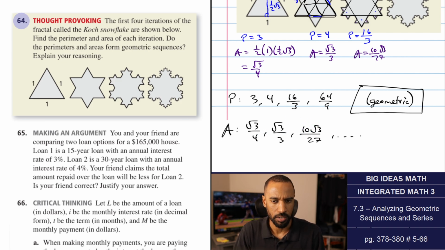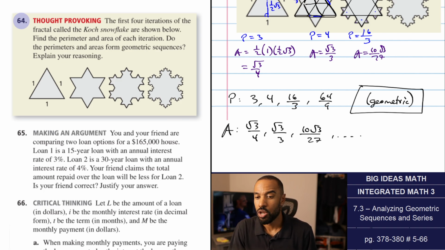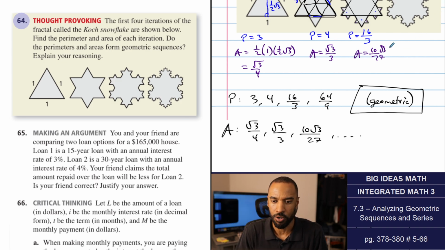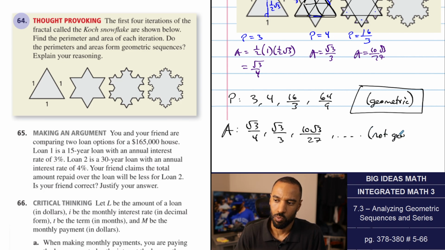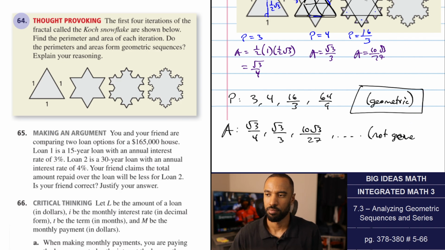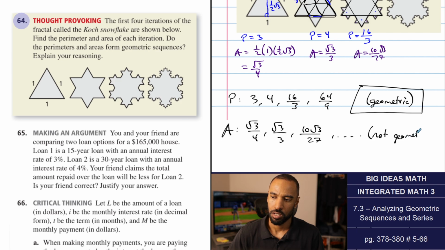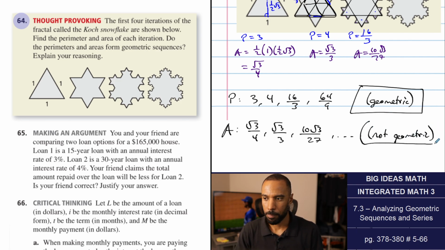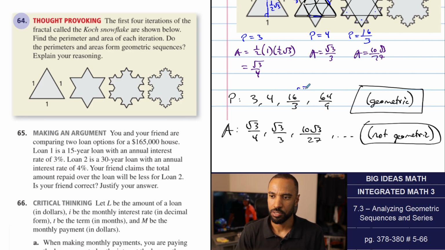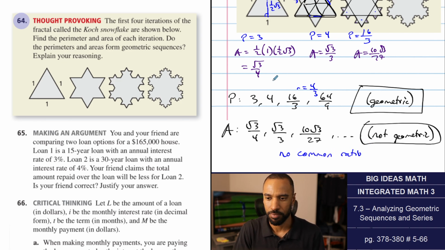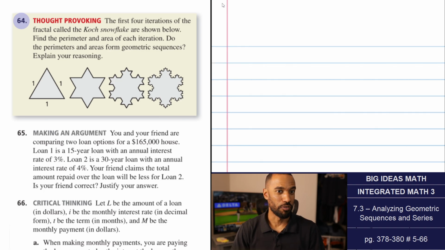So not geometric. What was the question? Do the perimeters and areas form geometric sequences? Explain your reasoning. No, and I don't think I want to bother myself with the fourth fractal thing. I'll just say not geometric. Once I see 3 of them, then I can determine whether any of those have a common ratio and they don't. These guys have a common ratio of 4/3. This one, no common ratio. All right, there was a lot to do on that problem, and I kind of left it in the dust. Moving on from that one.